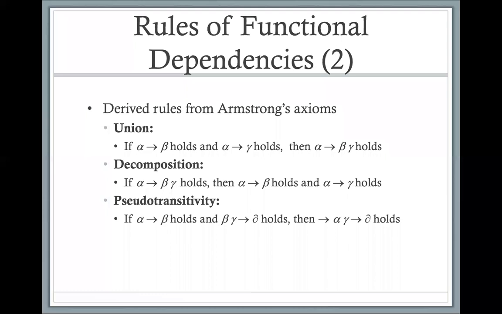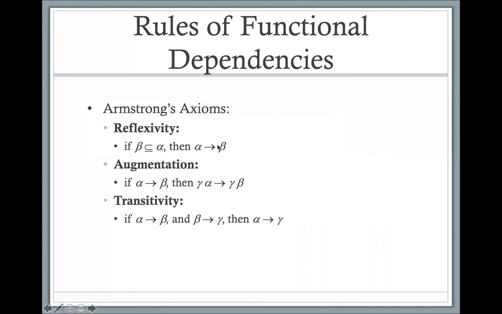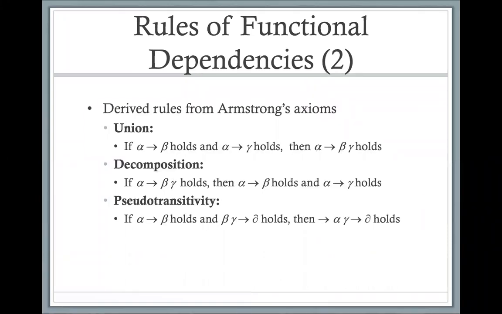For example, the union. It tells you the following: if alpha determines beta holds and alpha determines gamma holds, then alpha determines beta gamma. We can prove this using basically these set of properties. If you use this set of properties, you'll be able to prove these ones. So alpha determines beta and alpha determines gamma, then alpha determines beta gamma. Decomposition is the opposite of union. So if alpha determines beta gamma, then alpha determines beta and alpha determines gamma. So the opposite also holds. So basically, this is the union, decomposition is the opposite.